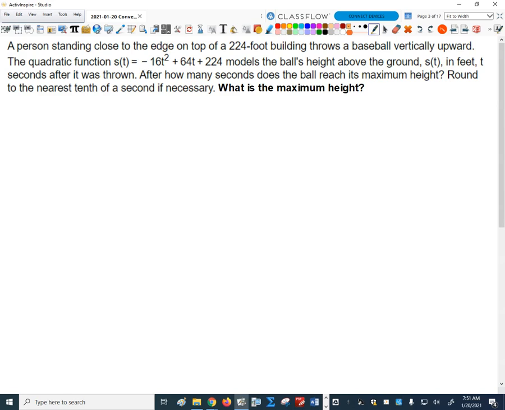So we want to answer a couple questions here. After how many seconds does the ball reach its maximum height, rounded to the nearest tenth, and then what is the maximum height? Okay, so I talked with you folks the other day about how important it is to think about functions in terms of what the graphs might look like. My input variable is t and my output variable is s.